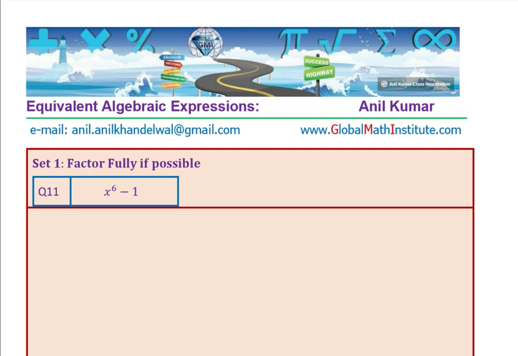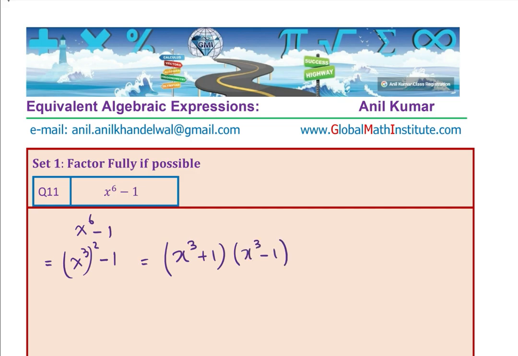Here is question number 11. Now in question number 11, we have x to the power of 6 this time. So x to the power of 6 minus 1 can be written as x cubed whole squared, right? Minus 1, right? So which could be written as x cubed plus 1 times x cubed minus 1. So difference of squares we are applying. Now both of them can be factored.